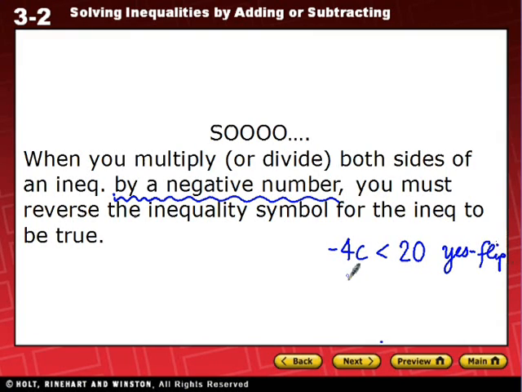This one, no flipping, right? The number attached to the variable isn't negative. I'm going to divide both sides by positive 4, so no flipping. Both are negative, flip.